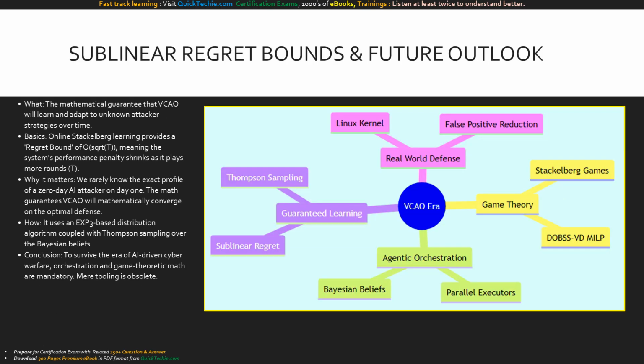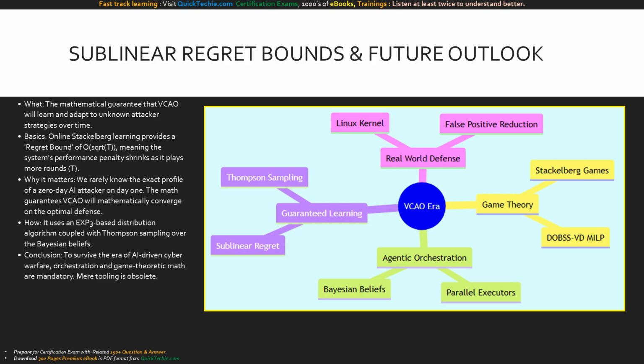To conclude, we must look at the mathematical guarantee of VCAO's future success: sublinear regret bounds. What does this mean? In online Stackelberg learning, we achieve a regret bound of big O of the square root of T. In basic terms, T is the number of rounds played. As time goes on, the system's regret, its performance penalty for not knowing the attacker's strategy perfectly on day 1, shrinks dramatically. This matters immensely because we rarely know the exact profile of a zero-day AI attacker immediately.